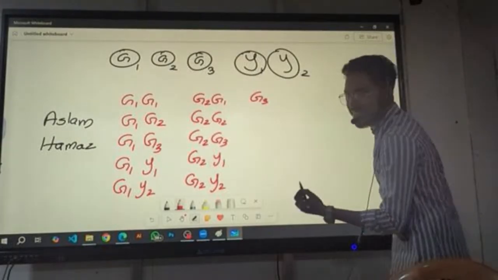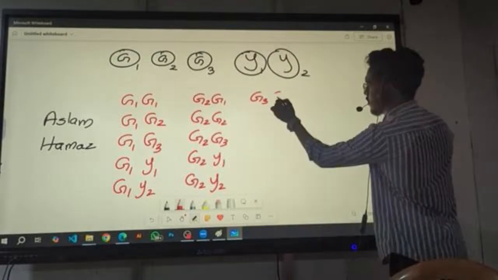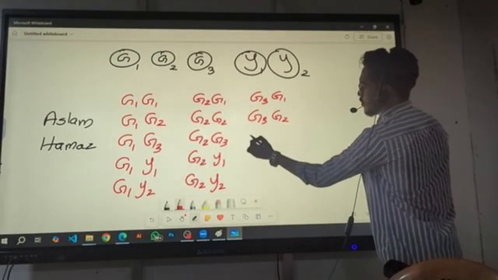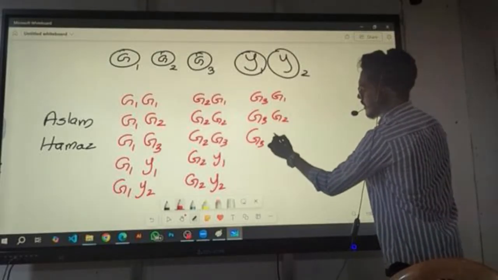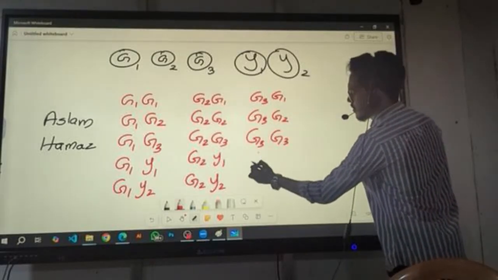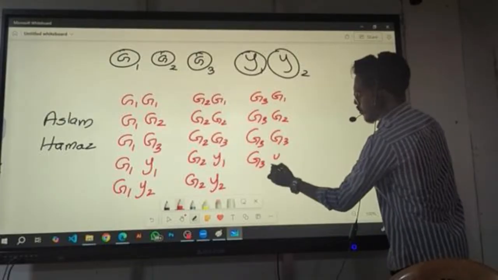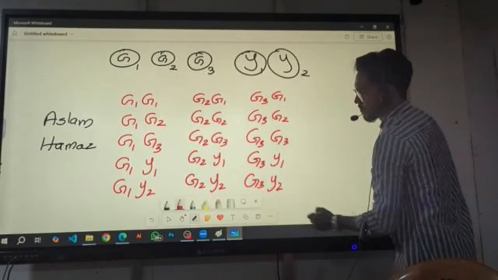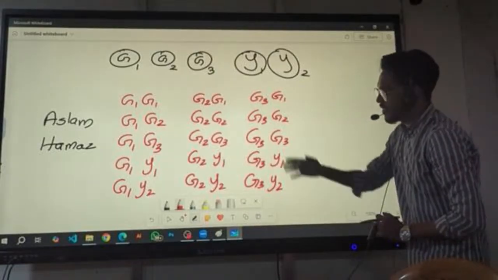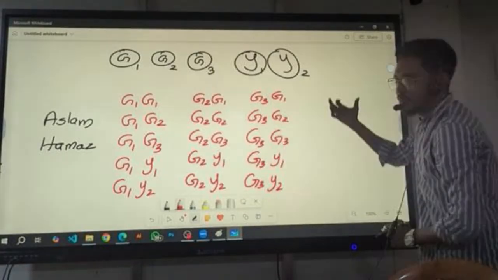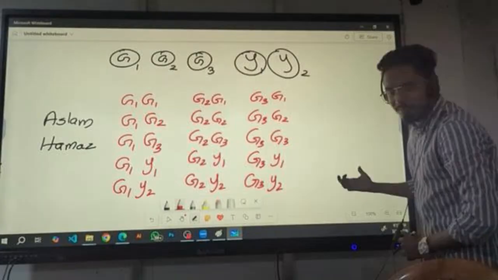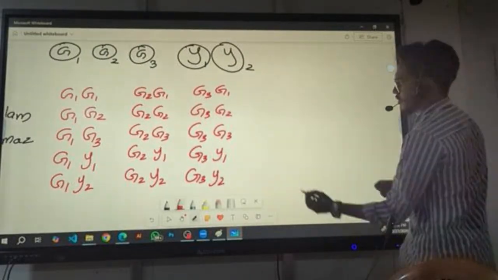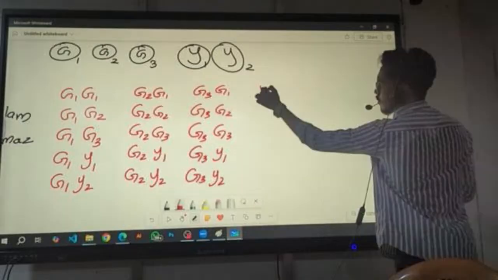I'm going to take G3 in the first one. So G3, G1. G3, G2. G3, G3. G3, Y1. G3, Y2. From this I think you should have understood the remaining 2 as well. Let me quickly complete that one also. I'm going to take Y1 in the first draw.